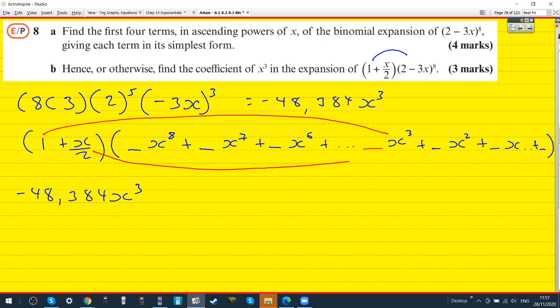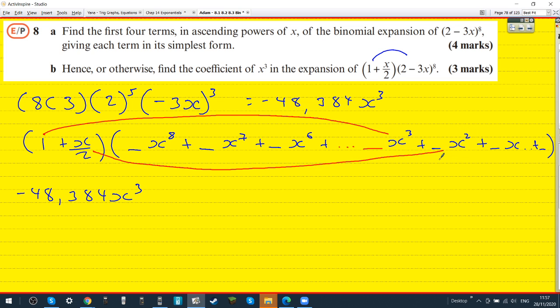Yes. And so instead of expanding this full bracket, getting all of these, 8 choose 0, 8 choose 8, we can just get the squared one. So how would you do that? Could you do minus 48,384 times x over 2? You would have to find the x squared term in this bracket.